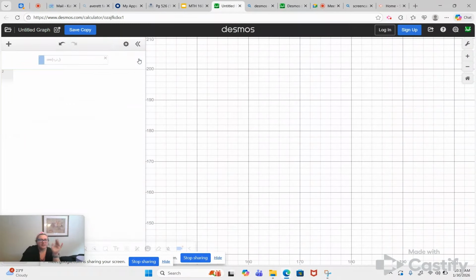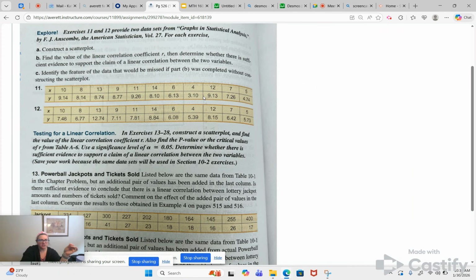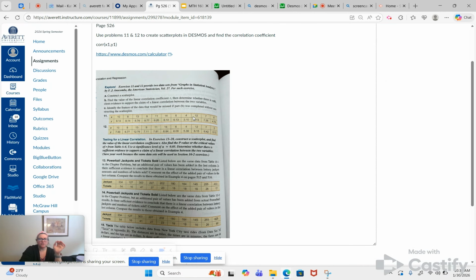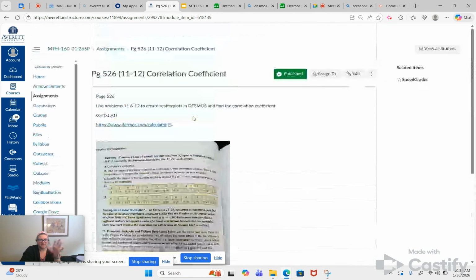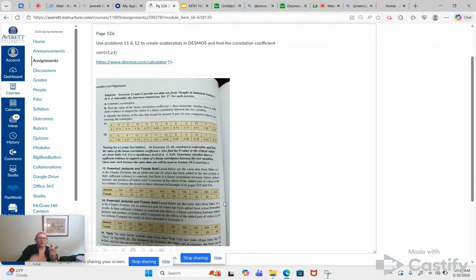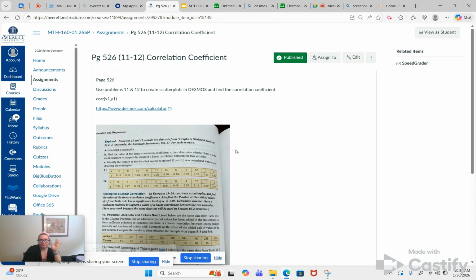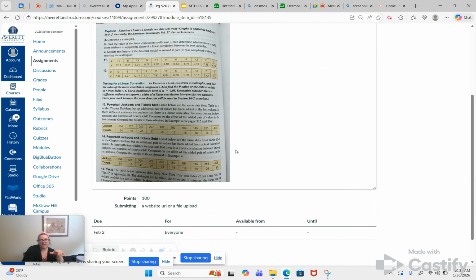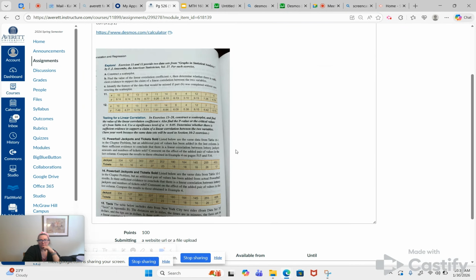Then, you would want a screenshot or write down your correlation coefficient, so that when you go to submit this, you're going to have to put number 11 correlation coefficient R equals blah blah blah. Number 12 correlation coefficient blah blah blah. So you'll just submit that. With that being said, that is what is due by the end of Monday.